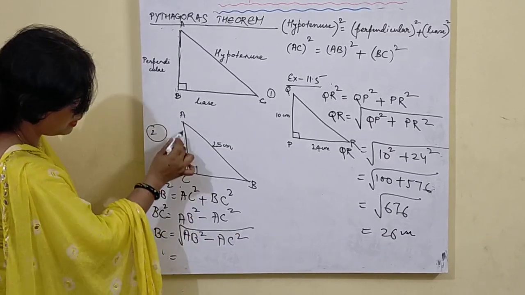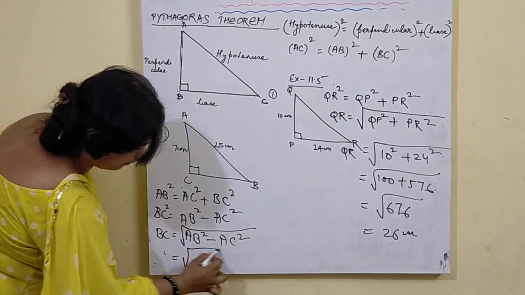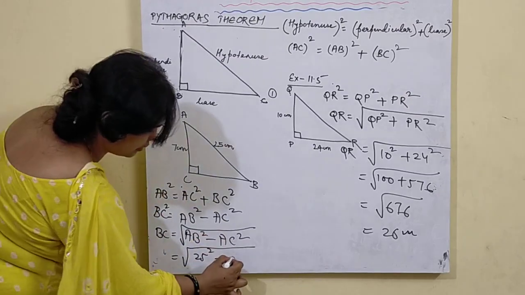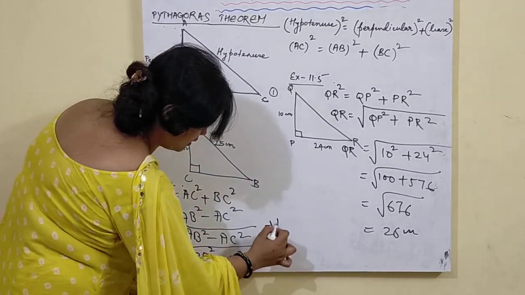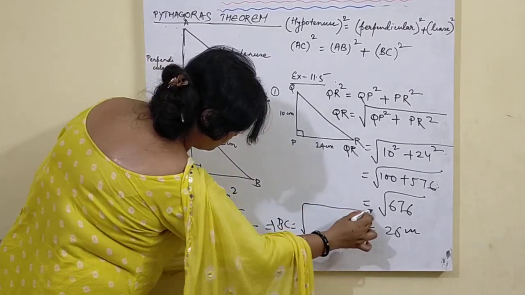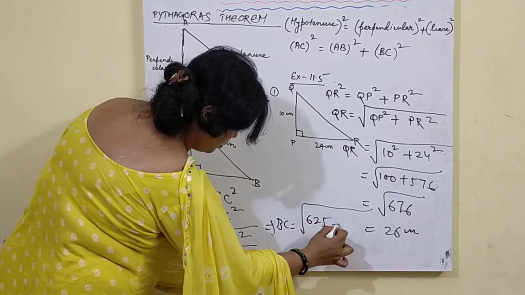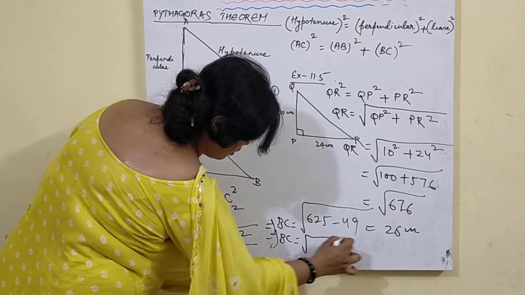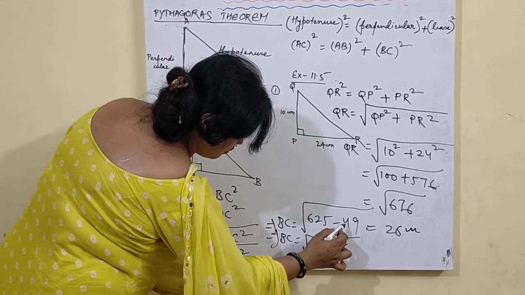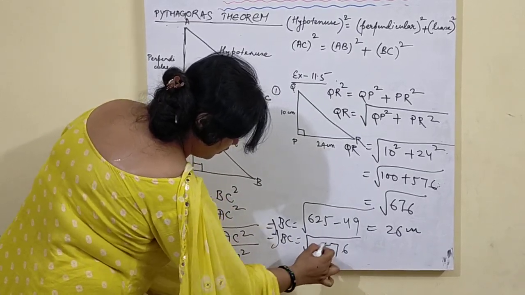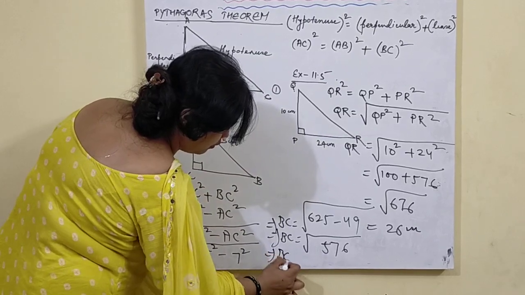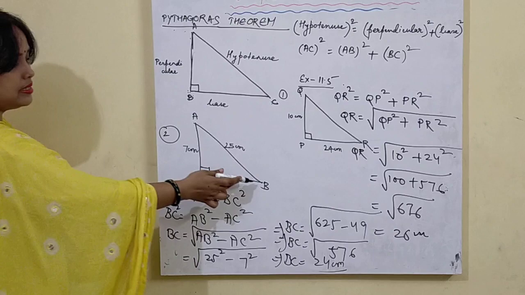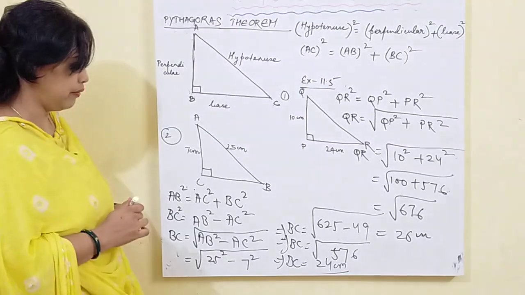AB is given, children, here 25 square, minus AC is given 7 square. Therefore BC is equal to root under 625 minus 49. So BC is equal to root under 576. Therefore BC is equal to 24. So the BC side is calculated as 24 centimeter.